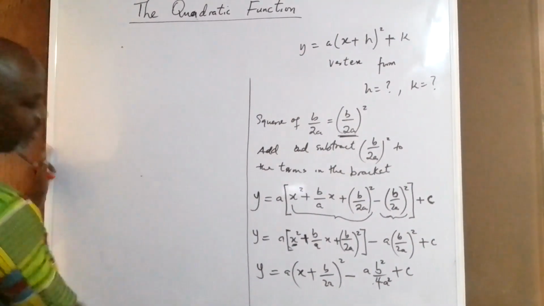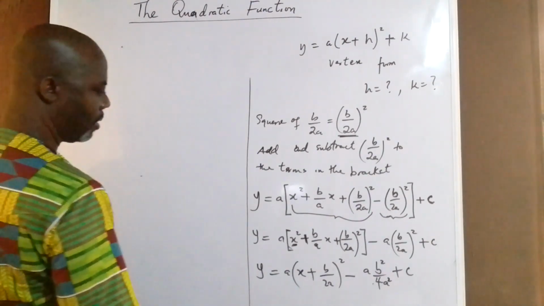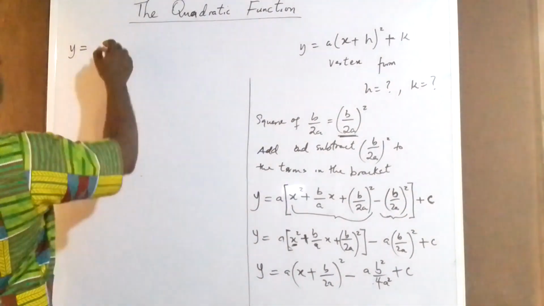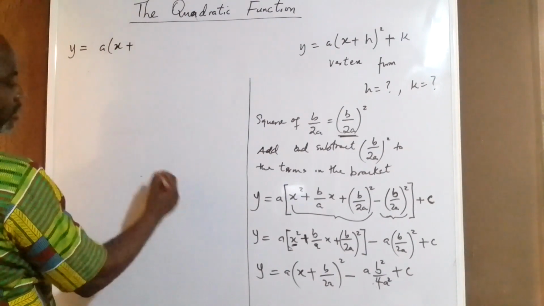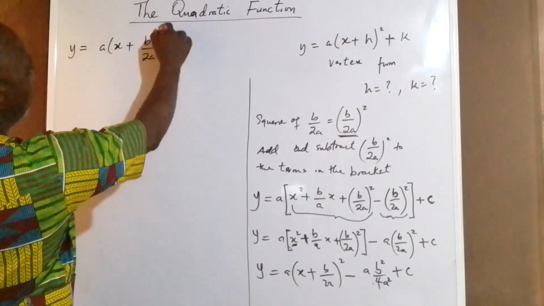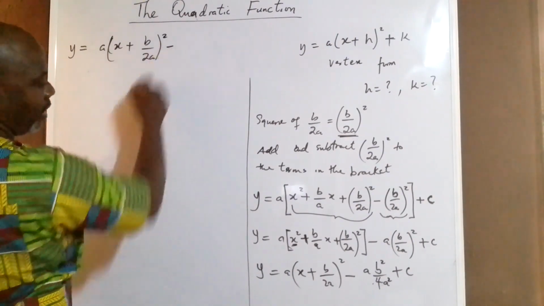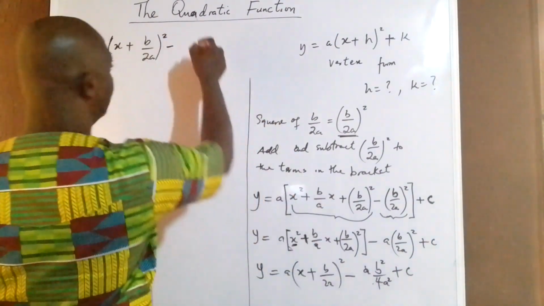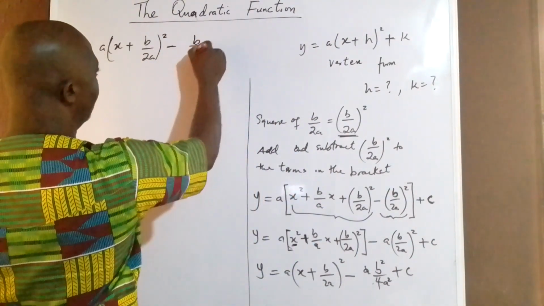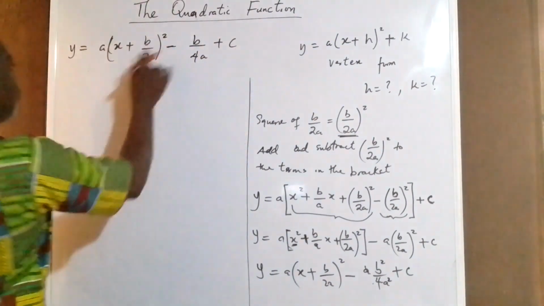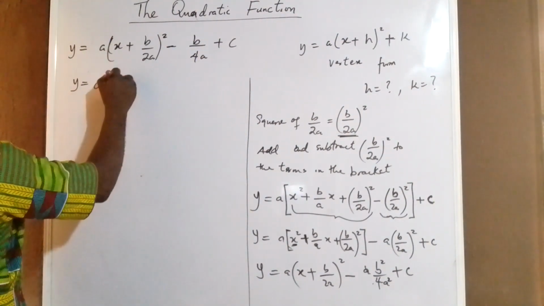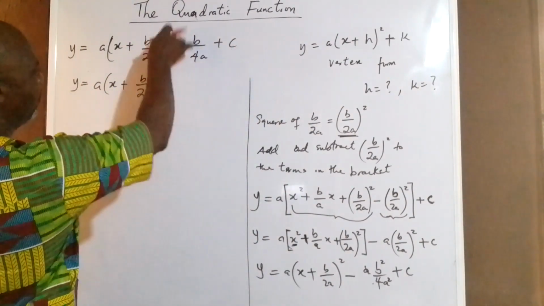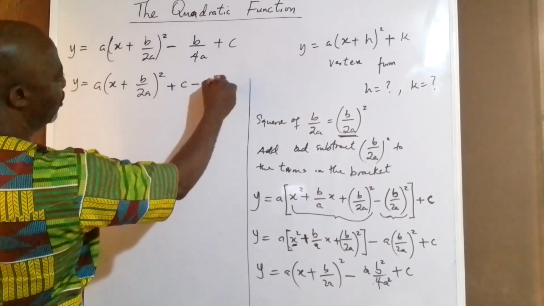So from that end, we are going to have y equal to a open bracket x plus b over 2a squared minus, okay, so what we need to do now is to say minus this a, we cancel one of the a's, so you have b over 4a plus c. So I'm going to rewrite this to look like b over 2a squared. Now I bring the c forward, so I have plus c minus b over 4a.